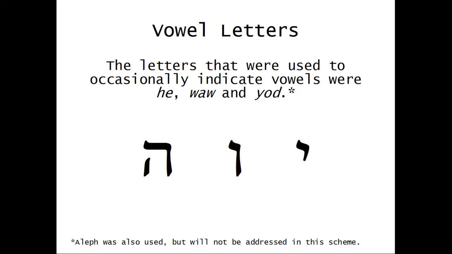3 consonants were used in this way to indicate vowel sounds. That is the hey, which would be used exclusively at the ends of words, but to represent a variety of vowel sounds. The vav could be used at the end, in the middle, or sometimes even at the beginning of words to indicate an O or U sound. And the yod would be used in the middle or at the end of words to indicate an I or an E sound. Aleph was also used occasionally, but we will not address that in this scheme.